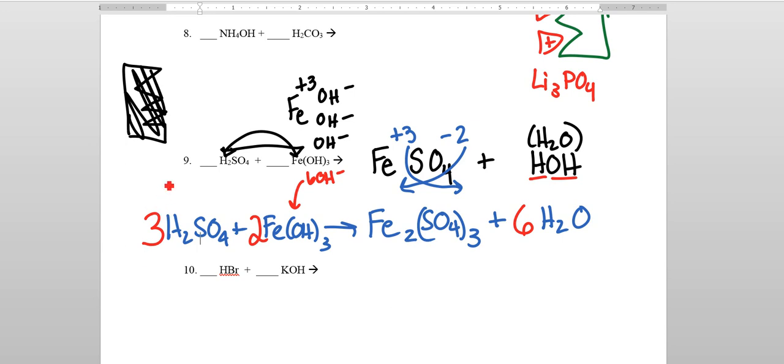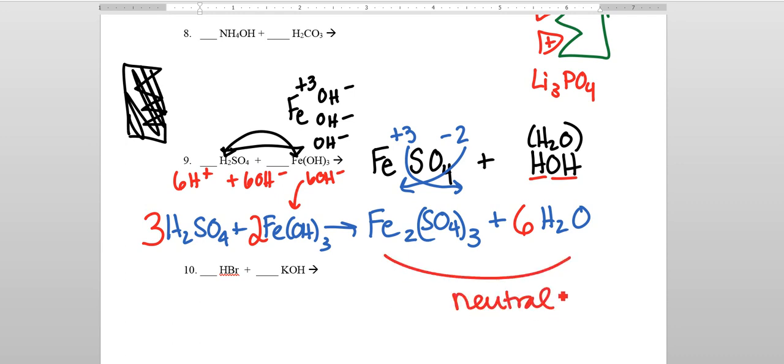So now if you look over here on the left, I'm going to have 6 H's and 6 OHs. And that's what you should end up seeing happening in these neutralization reactions, is your number of hydrogens and hydroxides are equal. That's what makes this solution over here neutral. Okay, it's because your hydrogens and hydroxide have reacted with each other to make water.